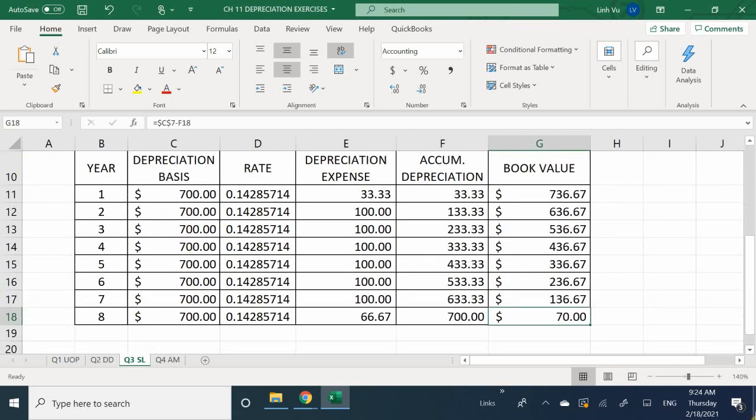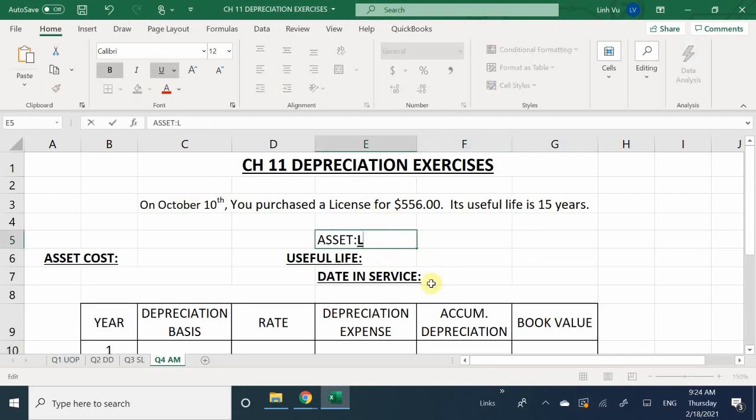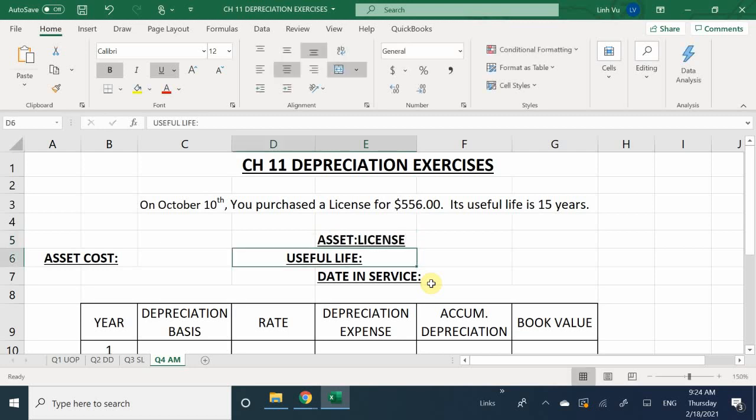All right. Last but not least, we got amortization. On October 10th, you purchase a license for $556. Its useful life is 15 years. So what did I buy? A license. I think that's how you spell license.